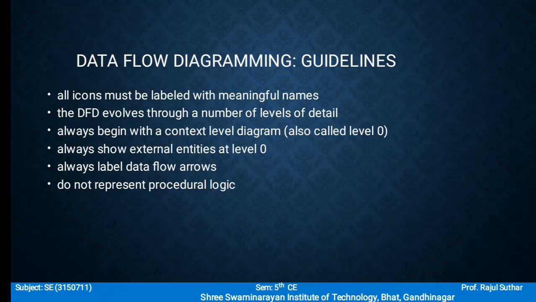In the context model, the entire software system is represented by a single bubble symbol, with the inputs and outputs indicated by incoming and outgoing arrows. Each process in level 1 represents a sub-function of the overall system. So how can we design the data flow diagram? By using this guideline, we design the data flow diagram.